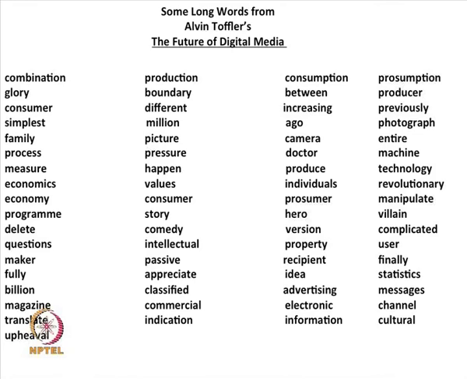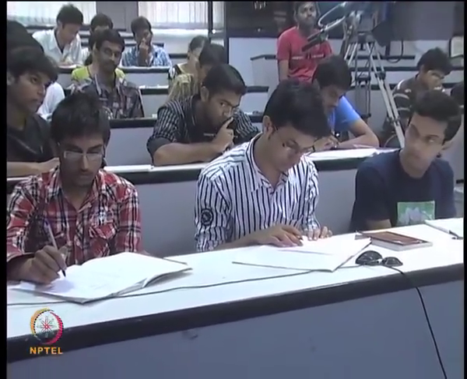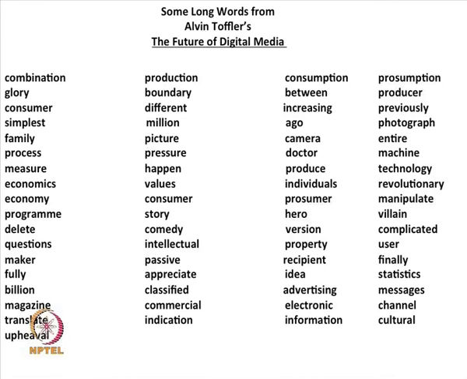Economics. Values. We'll go back. Revolutionary. Economy. Human. Economy. Okay, begin. Hero. Villain. Comedy. Worship. Complicated. Who said V-E-R-S-I-O-N? How do you pronounce it? Version. Version. Okay. Complicated. Okay, go again in sequence.